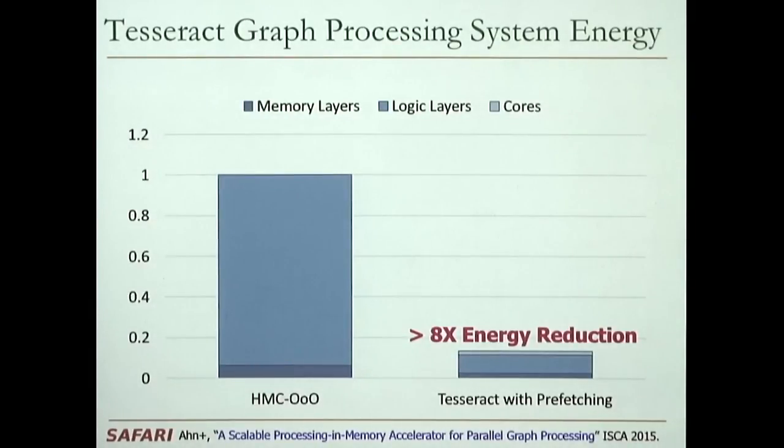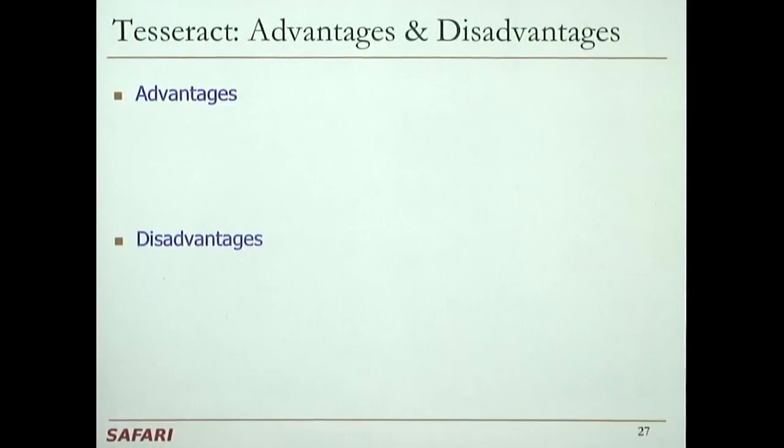OK, so the energy, I've also shown you this result, actually, last time. Basically, energy reduction is quite high. This is, again, system-level energy, not DRAM only, entire system. So you get a very significant energy reduction compared to hybrid memory cube with out-of-order engines. So it's about 8x, which is high.